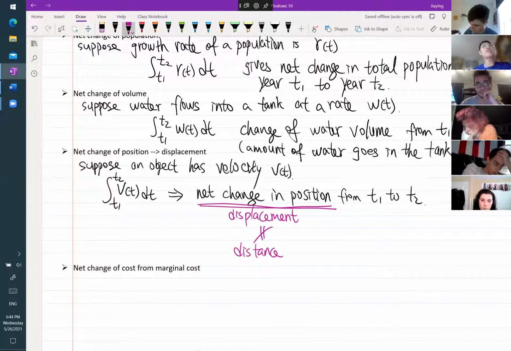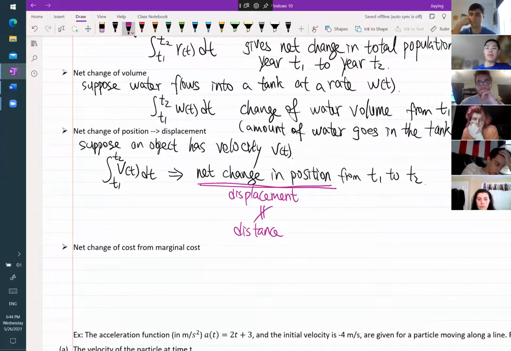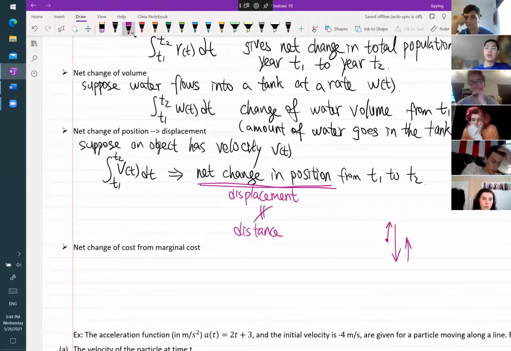I'm going to use one example to show you why they're not the same. If we have a particle that moves up, and then moves down, and then moves up, right? It's going up and down, up and down. So the total distance covered is not the same thing as the net change in position, right?